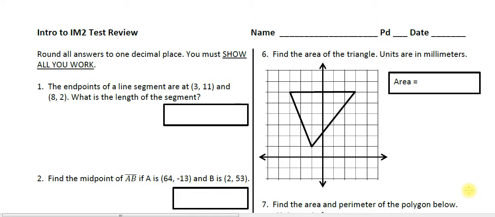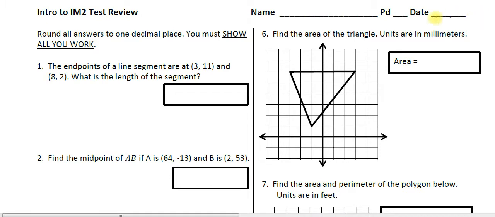Let's take a look at question number 1. Notice the instructions first, class. Round all answers to 1 decimal place, and you must show all your work. Number 1, the endpoints of a line segment are at (3, 11) and (8, 2). What is the length of the segment? So we're going to figure out length. Remember class, length equals distance.